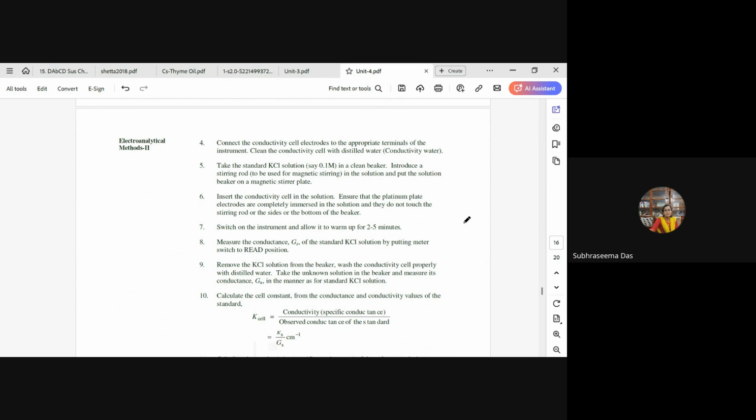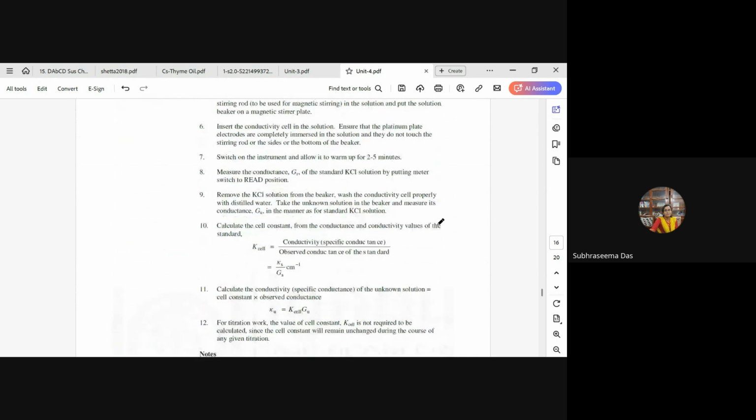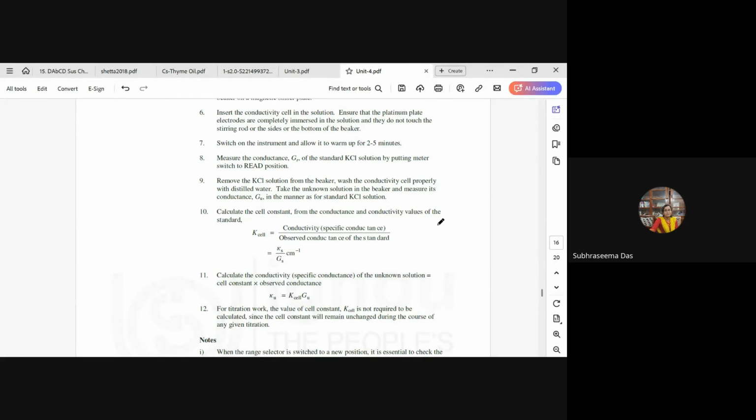After that, we check that the electrodes are completely dipped in the solution and do not touch the side of the beaker. Then we switch on the instrument and warm it up for 2 to 5 minutes. Then we measure the conductance of the standard KCl solution by switching the knob to read position. After measuring the conductance of the KCl solution, we remove it, wash the conductivity cell with distilled water, and then take our unknown solution. Then we perform the same type of experiment again.